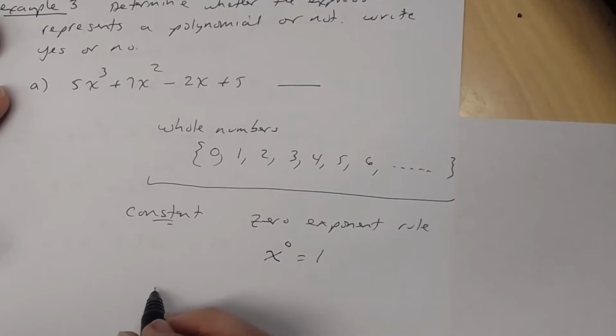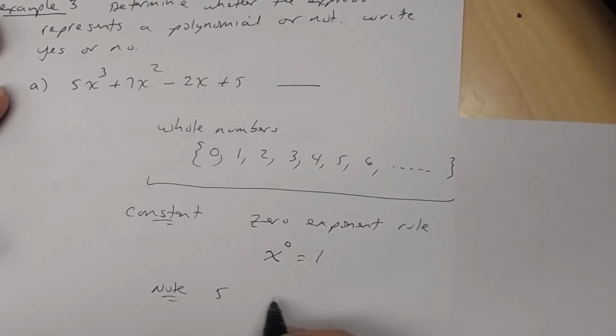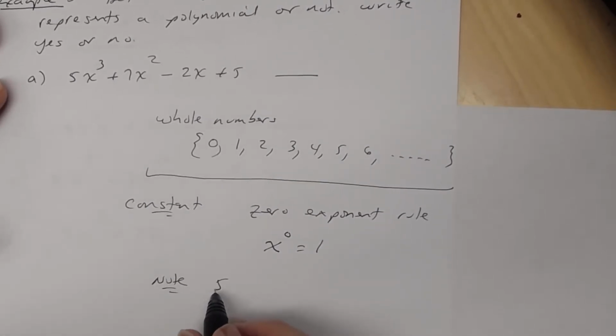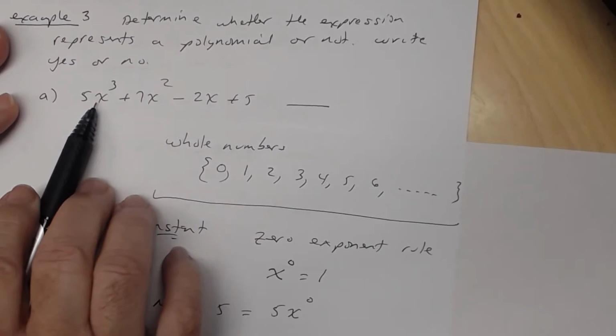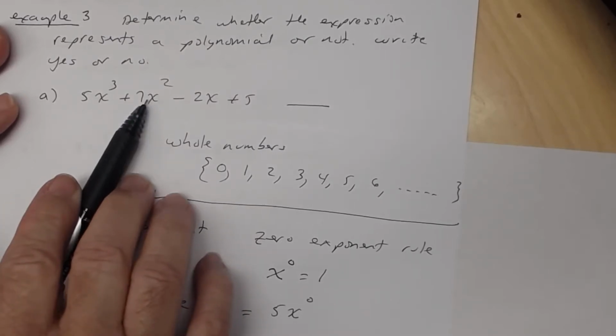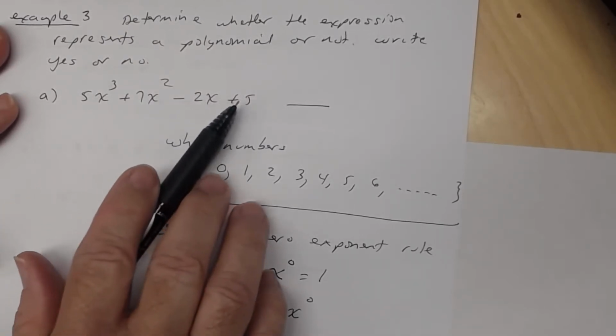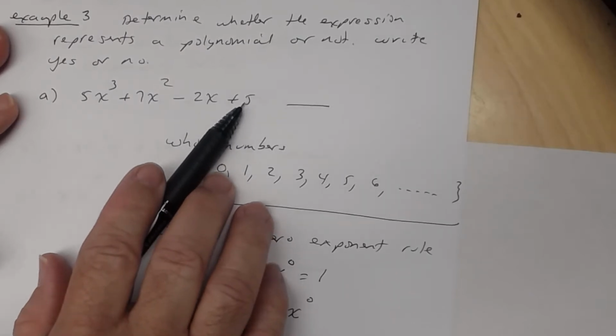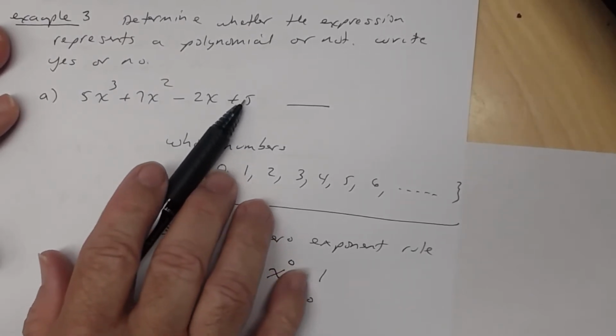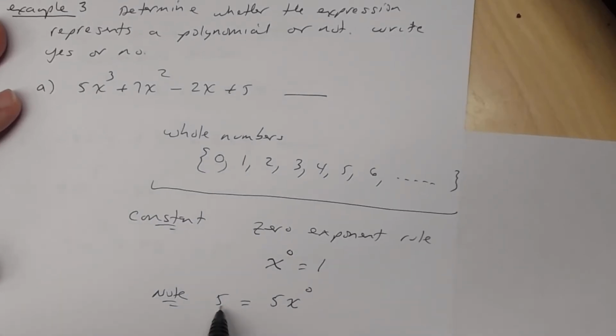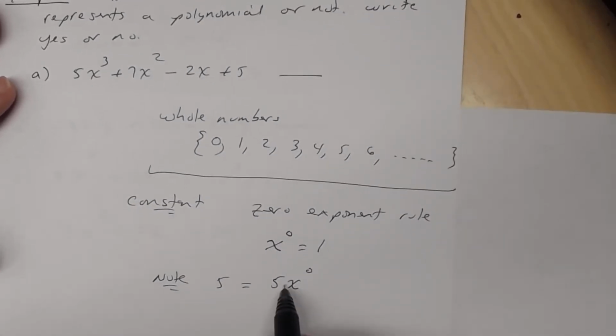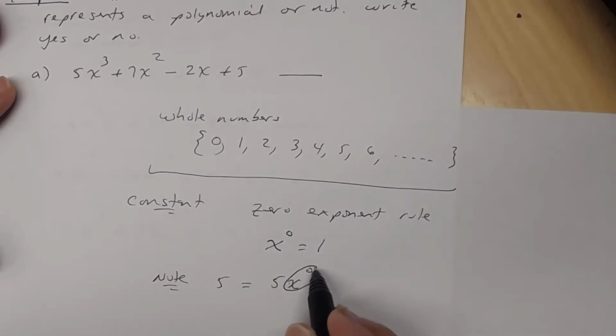So I want you to note that the constant 5 is the same thing as saying 5 times x to the 0 power. See how this term has the variable x in it, this term has a variable x in it. You might say, well, there's no variable x in here. Well, you don't see it. That's why it's called a constant term, but you can write it as 5 times x to the 0 power. And these two are equal because, remember, x to the 0 is 1, and 1 times 5 is 5.